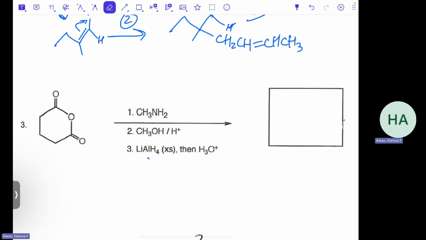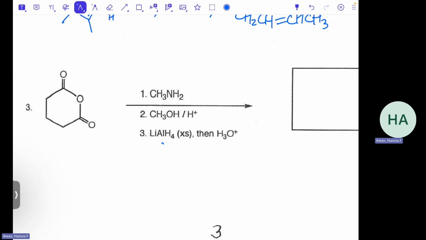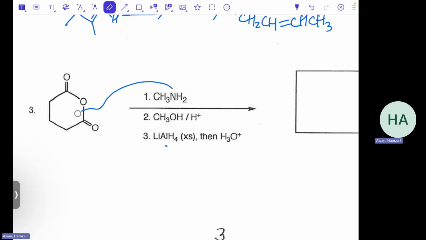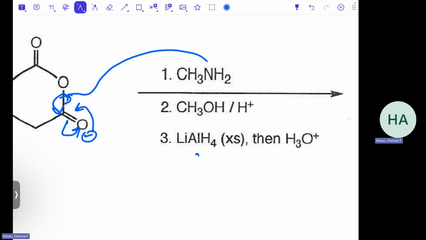So this is our third reaction. From this reaction, we have CH3NH2. What this is going to do is, we have an anhydride right now, a cyclic anhydride, and so it would attack one of the carbonyl carbons. Let's say it attacks this one. This would cause this O to have a minus charge, and then this minus charge would resonate back down and kick this O off, because it's a good leaving group.